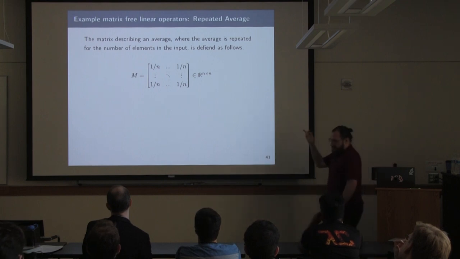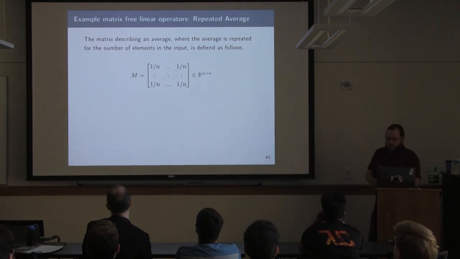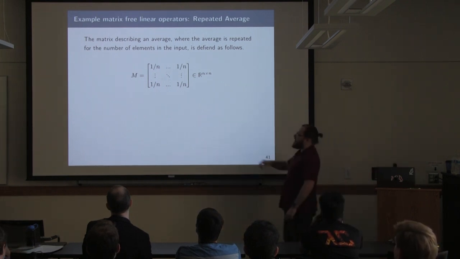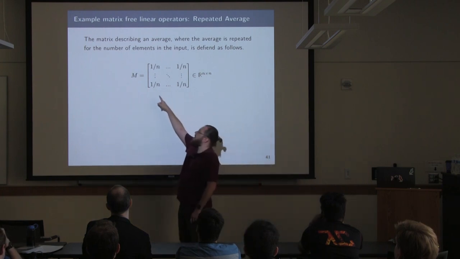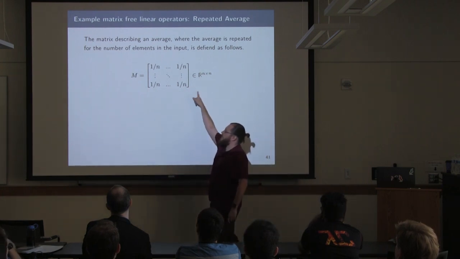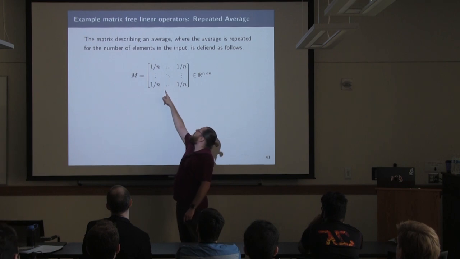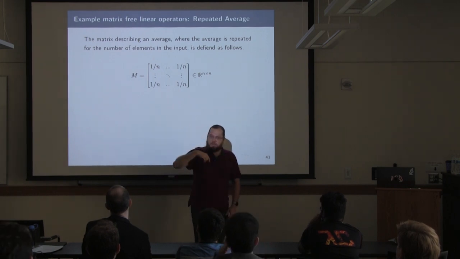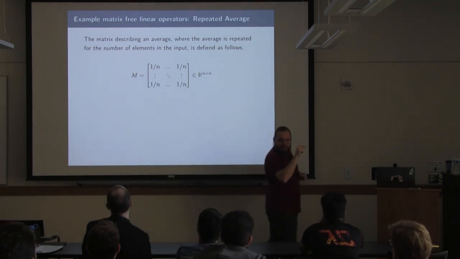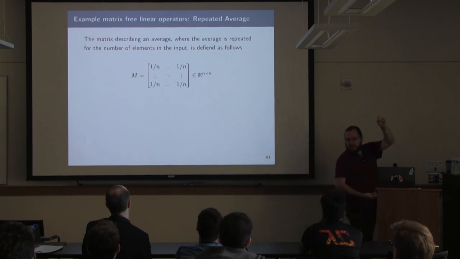There's another matrix. I use this one. I don't think it's pretty common. But basically, every element in the matrix is the size of the vector. And what it does is an average. So it gets the average value of that vector and then repeats it to the size of the original vector that I had.